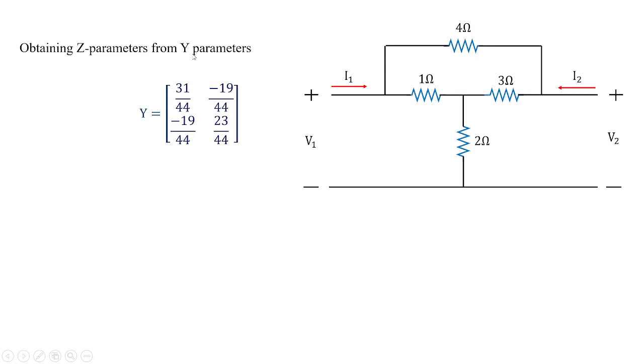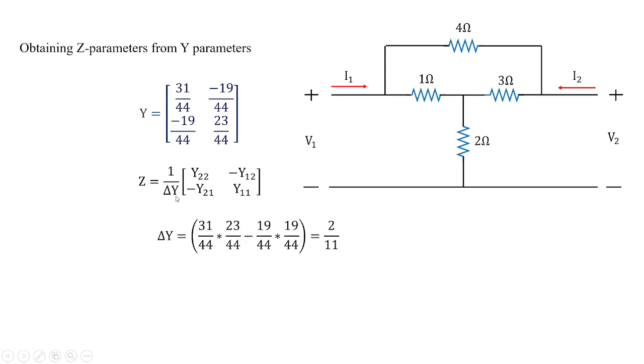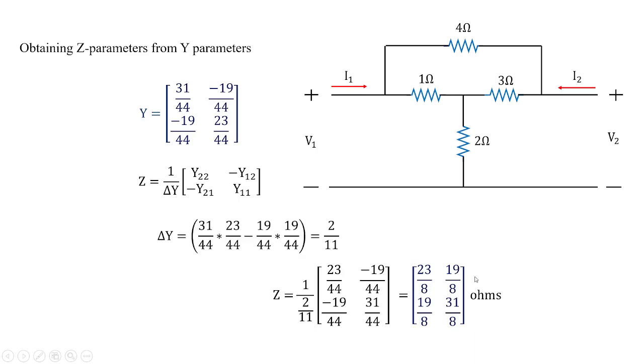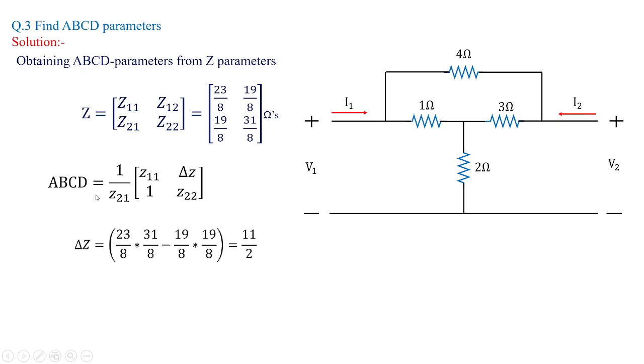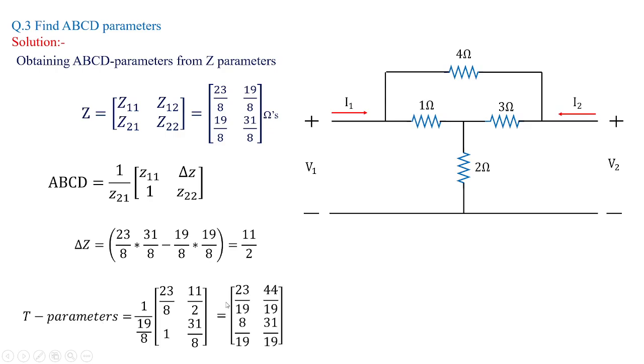Now once you are getting the Y parameters, you can obtain the Z parameters, and the Z parameters is obtained to be the same answer what we got with method 1 and method 2. So once we are done with Z parameters, you can convert them into ABCD parameters with the standard equation shown by this ABCD equation. And with this, you're going to get the transmission line parameters or T parameters, which is obtained to be 23 by 19, 44 by 19, 8 by 19, and 31 by 19.